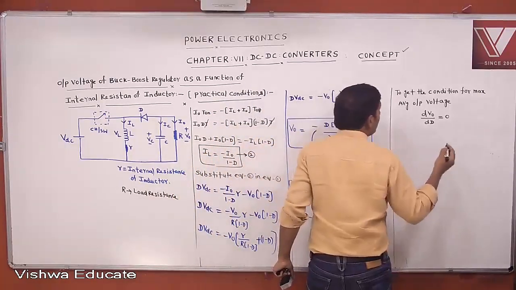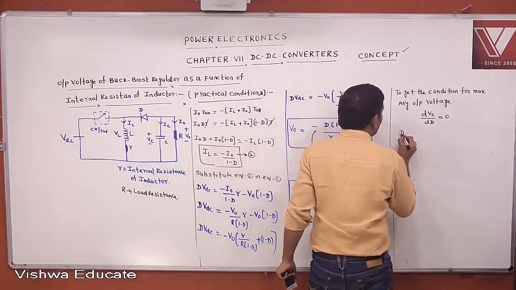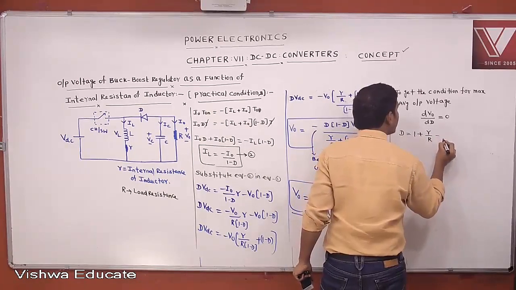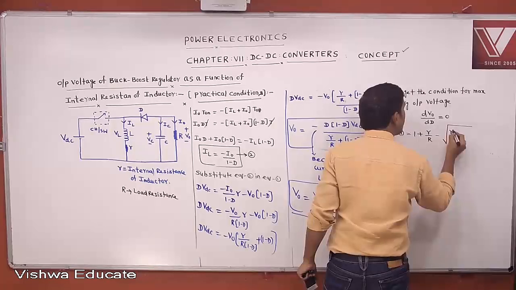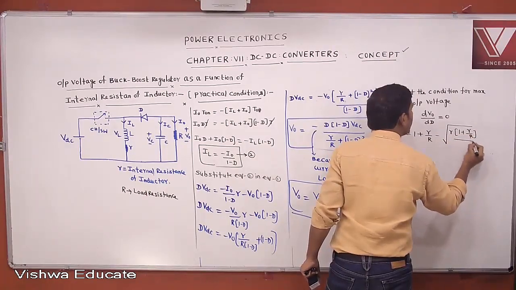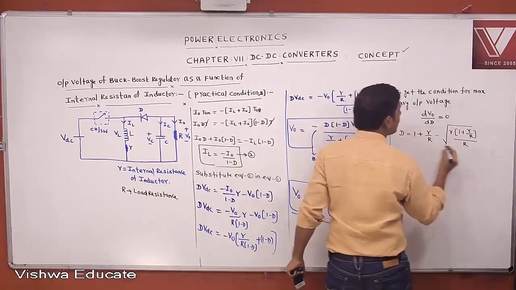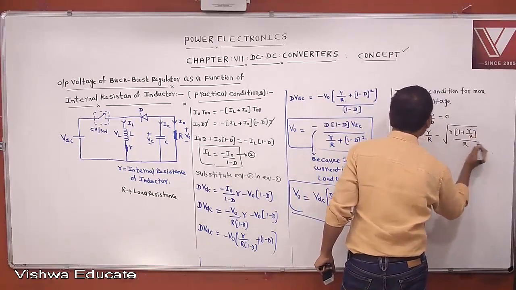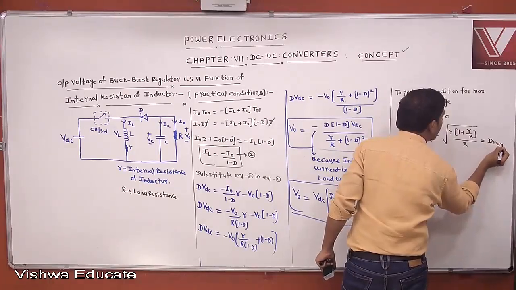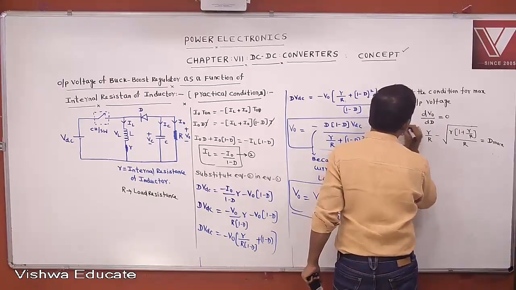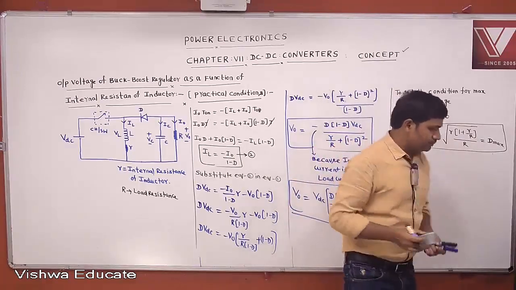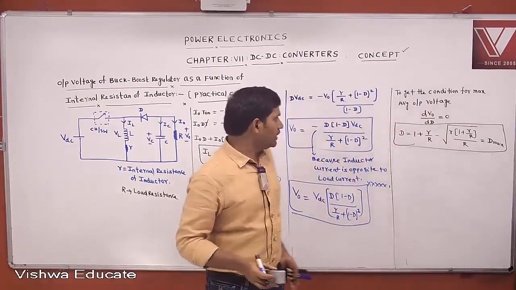Then at a value of D equal to 1 plus small r by capital R minus square root of small r into 1 plus small r by capital R, by capital R. At this value of duty cycle, this is called Dmax. That is the duty cycle at maximum average output voltage. Note down this.